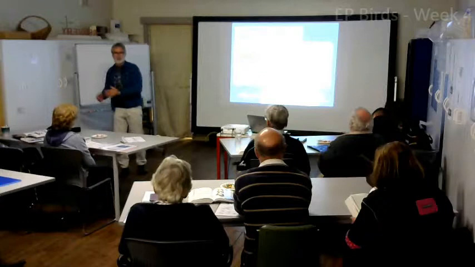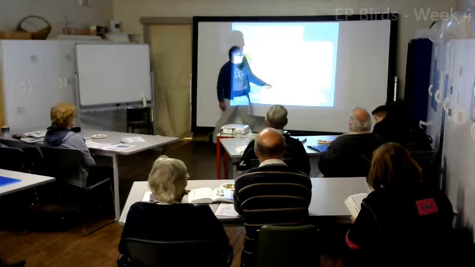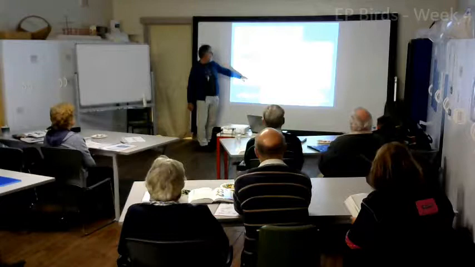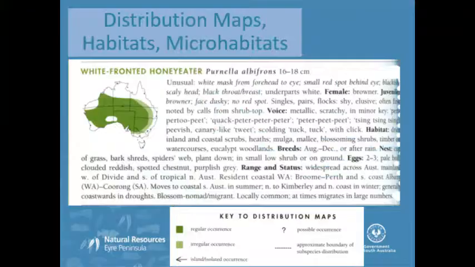Okay, resident coastal WA. So you're likely to see them all year there. Broome, Perth, South Coast, Albany, WA through to Coorong. They're also resident. Moves to coastal South Australia in summer, north to Kimberley and North Coast in winter. So if you're up in this part of the world and you're seeing them in summer, that's unusual. Take a good note. Think about why. Generally coastwards in droughts, a blossom nomad migrant. So wherever there's flowering plants, they're moving through looking for those flowering plants.